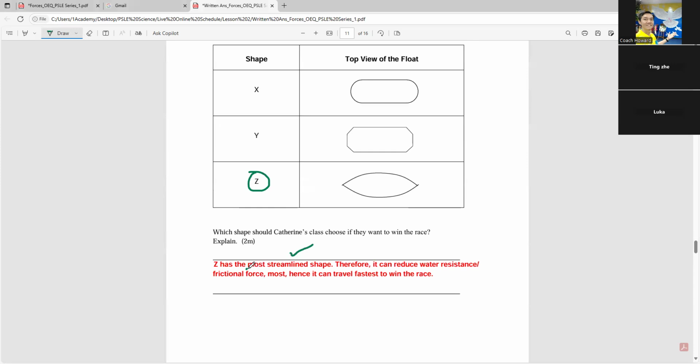So you must use a superlative, most. Why? Therefore, it can reduce water resistance the most. Hence, it can travel fastest to win the race. So you can see there are three superlatives here: most streamlined, reduce water resistance most, and travel fastest. So these are 2-mark questions.